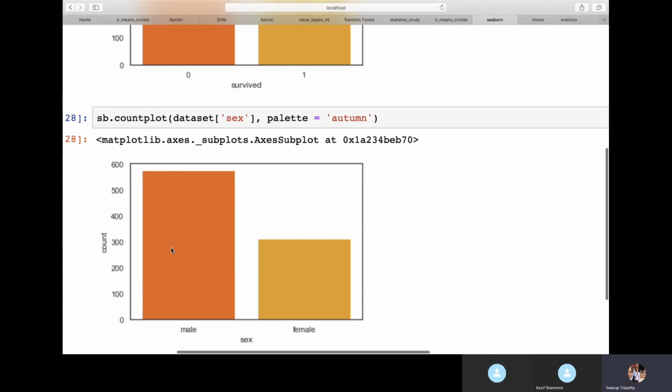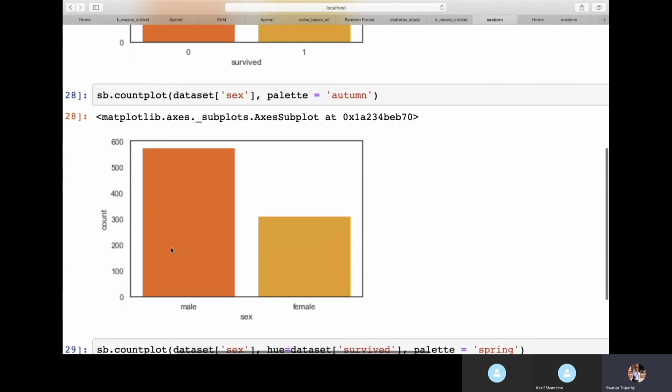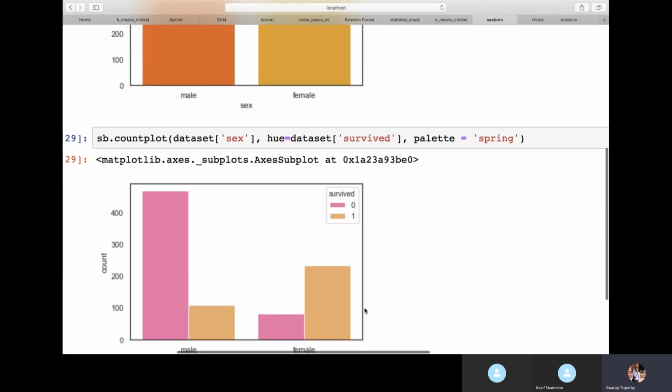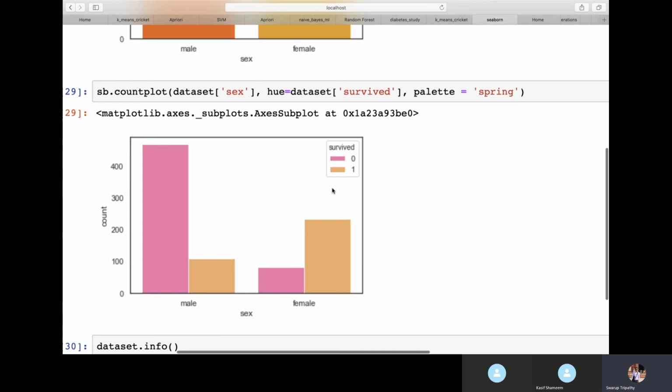So next, I want to find out how many males survived and how many females survived within the data. For that we can pass hue. So here I'm taking dataset of sex, then hue is dataset of survived. It will group by survival and show you the values. Here you can see that among males most of the values are 0, that means most males died, and among females most of the values are 1, so most of the females survived.